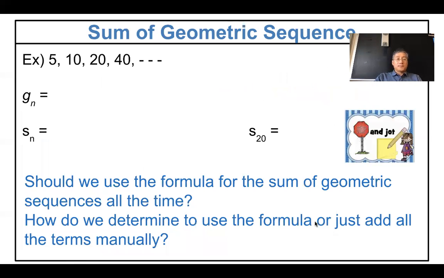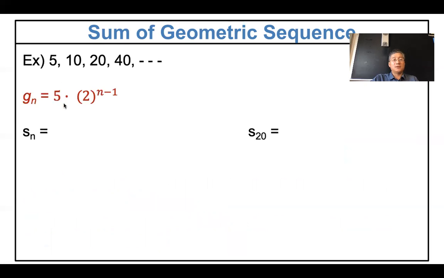So let's try. Your sequence has 5, 10, 20, 40, keep going like this. Then you know that this is a geometry sequence. And then what is the first term? 5. What is the common ratio? You know, it keeps doubling, so it's 2. So you can find g of n, right? So g of n is 5 times 2 to the n minus 1 power.